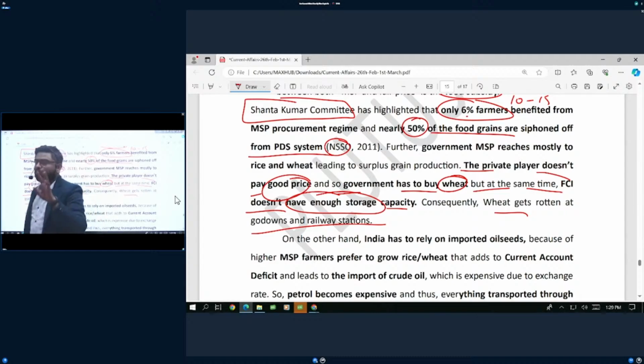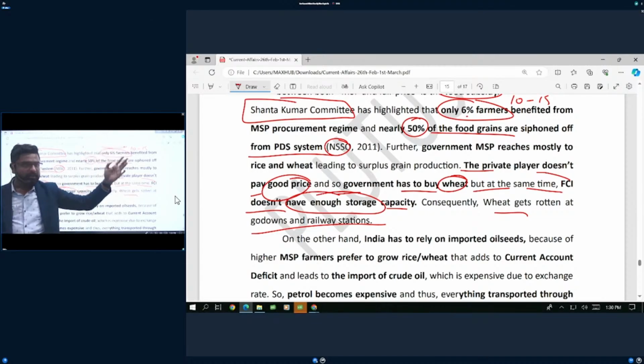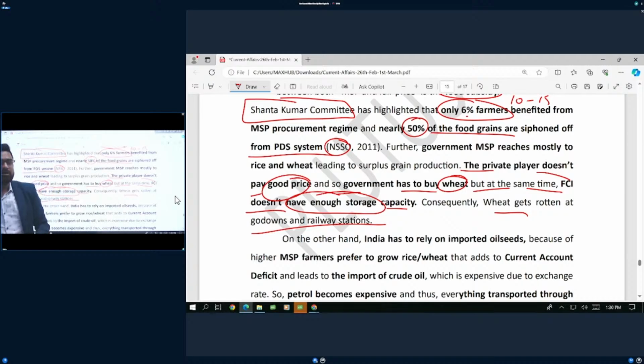Clear till here? So the government gives MSP, but procurement does not happen for more than 10% of the people. Majority of the food that government procures goes to black marketing, and majority of the procurement happens only on wheat, rice, leaving other necessary crops at the margin. That leads to ecological disaster as well.